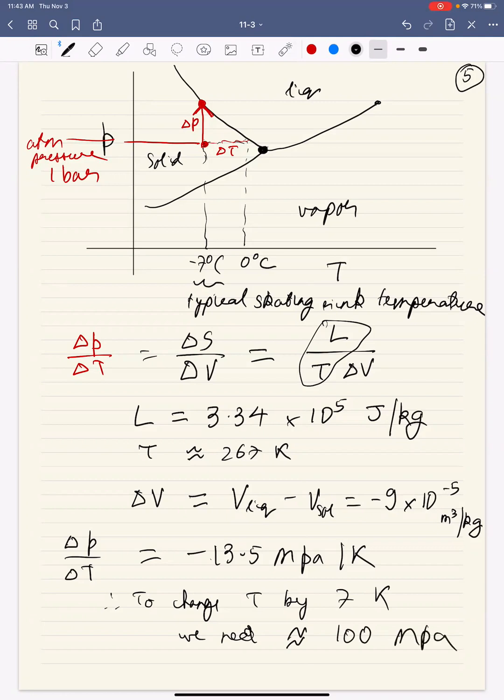Does anyone have a feel for 100 megapascal? What is atmospheric pressure? About 101. Huh? 101. But what's the unit?